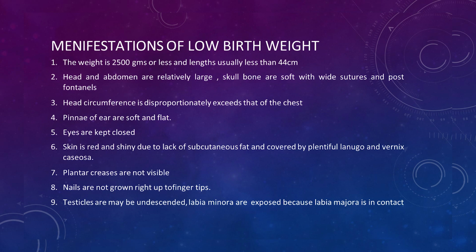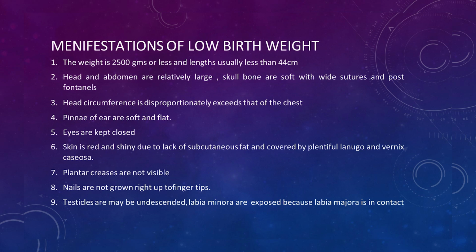Then head circumference disproportionately exceeds that of the chest. So, head is larger than the chest. So, head circumference is more. The pinna of the ear are soft and flat, eyes are kept closed, skin is red and shiny due to lack of subcutaneous fat and covered by plentiful lanugo and vernix caseosa. So, lanugo is thin shining hair present on the baby, which is more seen on these preterm babies or underweight babies, the low birth weight babies.